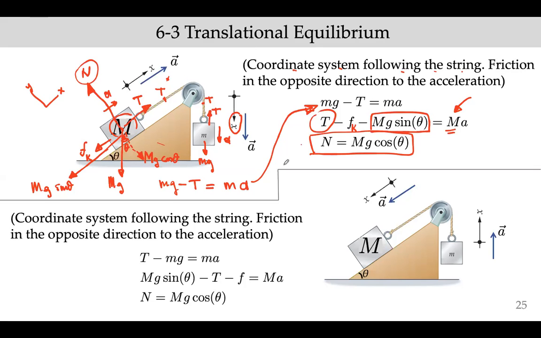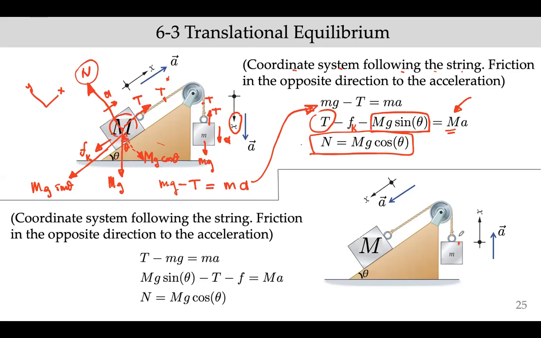Okay, what about the situation where the system's acceleration is in the opposite direction? So the large mass is going down the slope and the small mass is going up. Now, what would happen in this case?